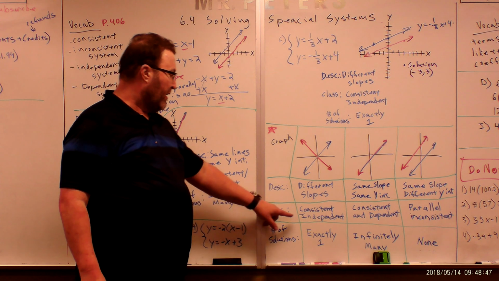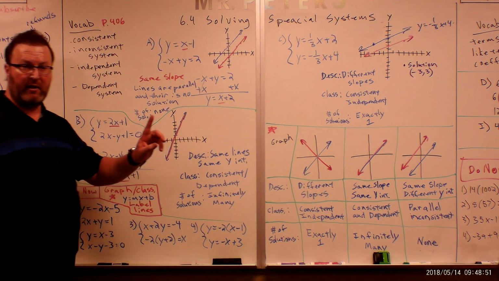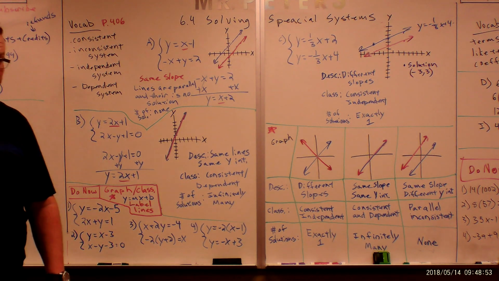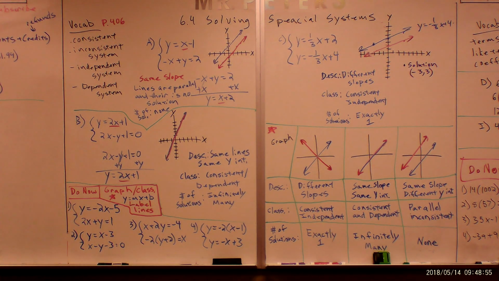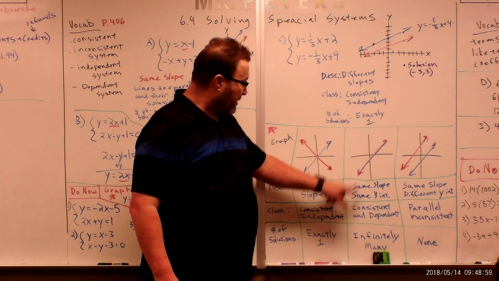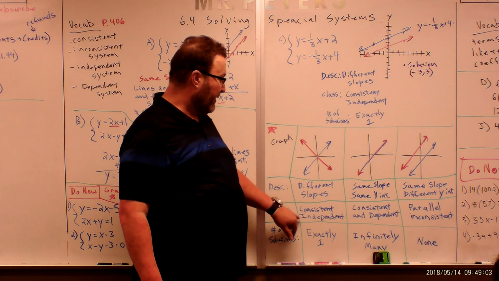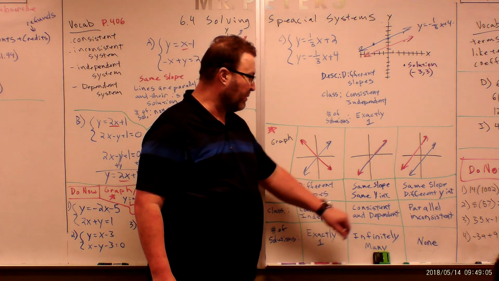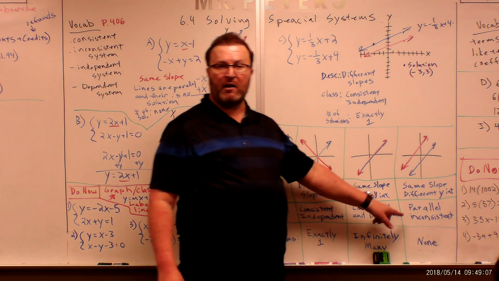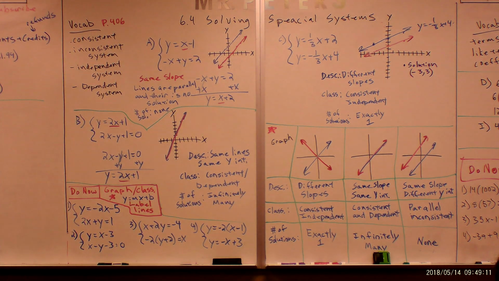Notice something. Inconsistent only happens one time, right? It only happens on parallel lines. So if you remember that, you can remember the classifications, right? Look at this. Classifications: parallel is inconsistent. Same line, consistent. Crossing, consistent. This one's independent, this one's dependent. Can't be independent or dependent if it's parallel. It's just parallel. That is the description. Okay? Any questions on this?